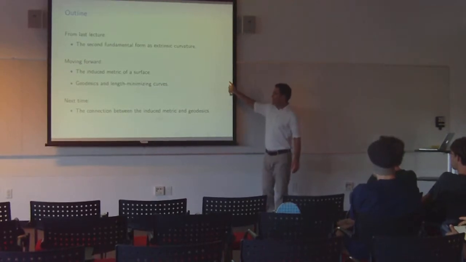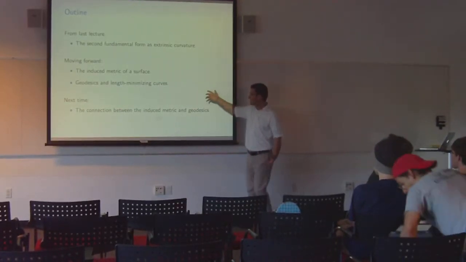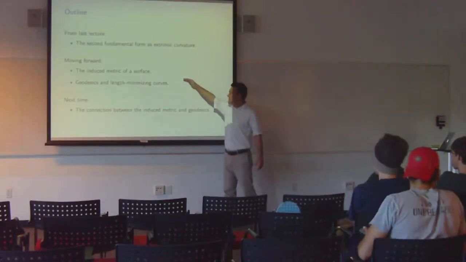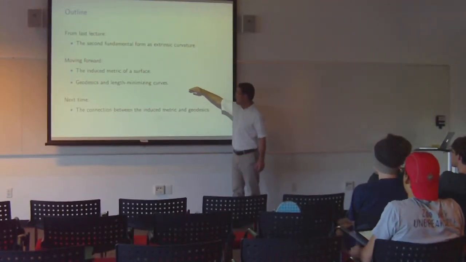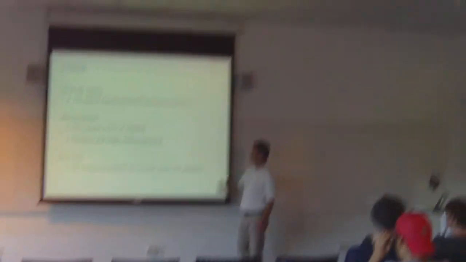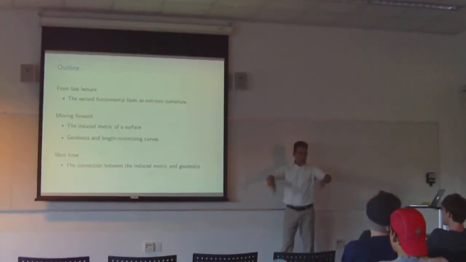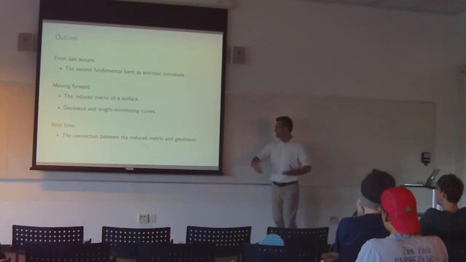I'm going to introduce two different things, which today are going to seem not very connected, or maybe not as connected as they could be. I'm going to define the induced metric of the surface and talk about that for a bit. And then I'll talk about geodesics and length minimizing curves. I'll just leave those two topics as separate for today. I want to introduce them both.